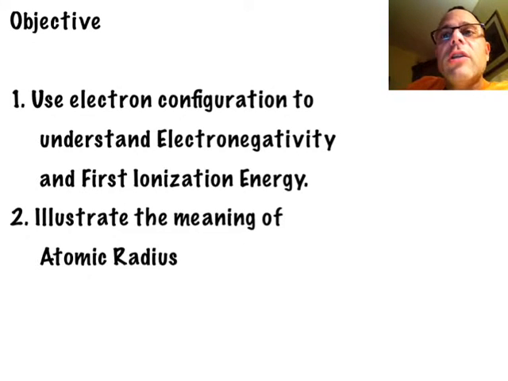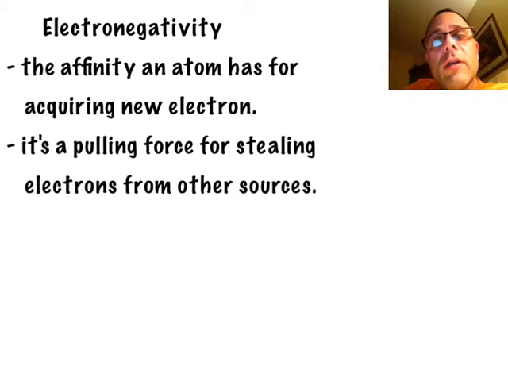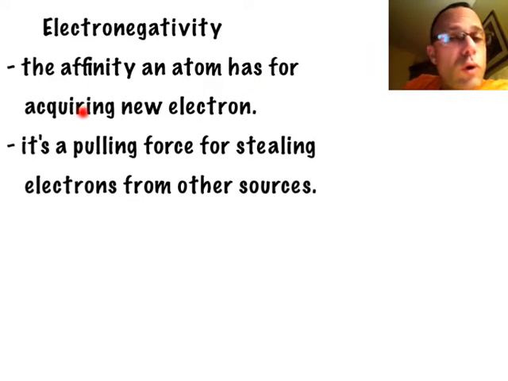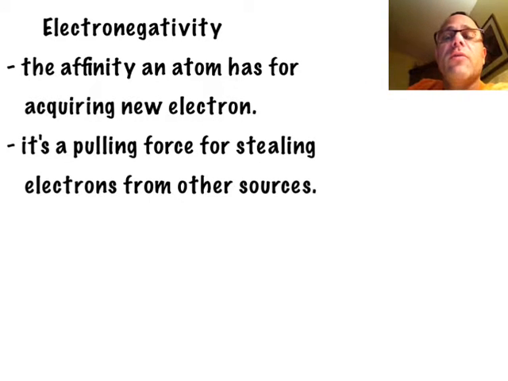Hi again. So the objectives this time will be to use electron configuration to understand electronegativity and first ionization energy, and we will illustrate the meaning of atomic radius. To start, the definition for electronegativity is the affinity the atom has for acquiring new electrons. So in other words, it's a pulling force for stealing electrons from other sources. On the next slide, we'll take a look at electron configurations to see what that really means.